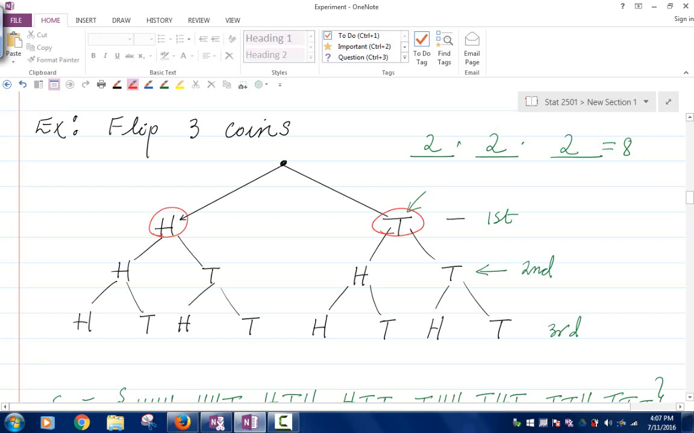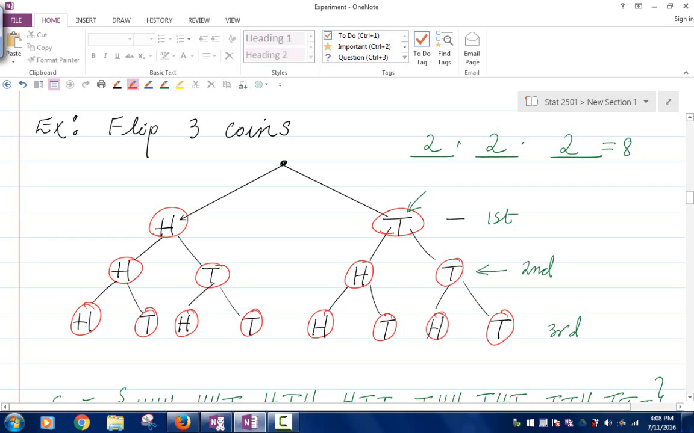If I get a head from the first flip, then from the second flip I can again get a head or a tail, and whatever I get in the second flip, then again I can get a head or a tail from the third flip. Similarly, if I get a tail from the first flip, then I can get a head or a tail from the second flip. If I get a head from the second flip, then I can get a head or a tail from the third flip again. Similarly here.